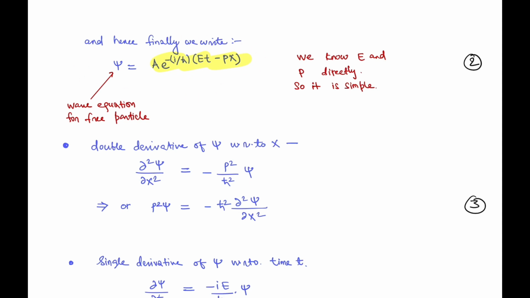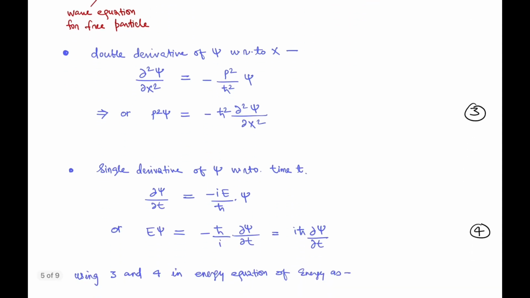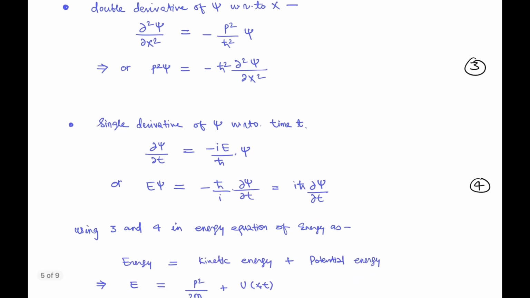Now when we find the double derivative of this psi with respect to x, just double differentiate this equation with respect to x, you will get that the partial double derivative of psi with respect to x is minus p square divided by h bar square psi. So when you do the basic thing, you get that p square psi is minus h bar square, the double partial derivative of psi with respect to x square.